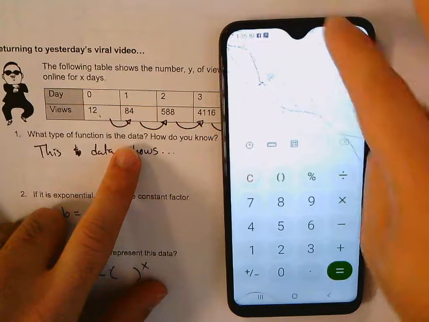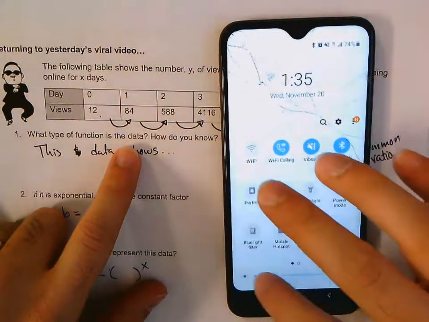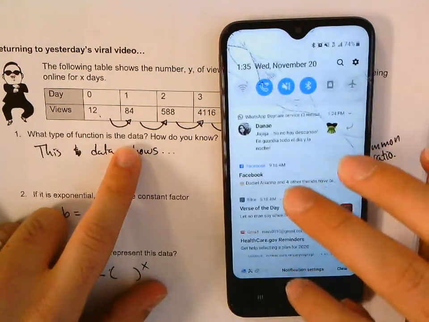I'm going to use my phone. Let me lower the brightness. Hopefully that's better.